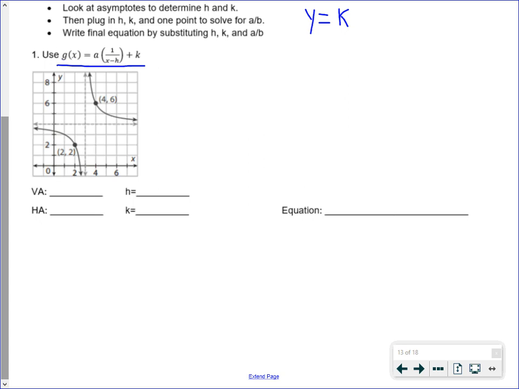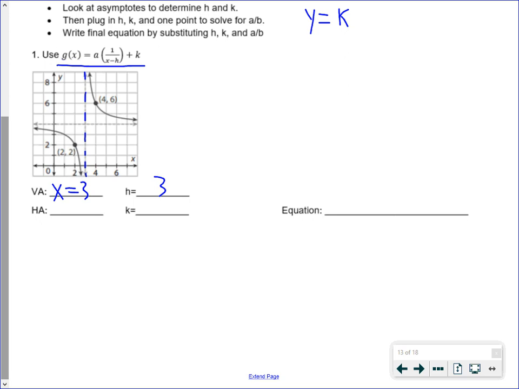So first thing we're going to do is figure out our asymptotes. So vertical and horizontal asymptotes. Remember, our vertical asymptote is the one that goes up and down, and that's in the form x equals h. So in this case, it's x equals 3. It's this asymptote right here. Okay? So if our vertical asymptote is in the form x equals h, and our equation for our asymptote in this graph is x equals 3, that means our h is 3.